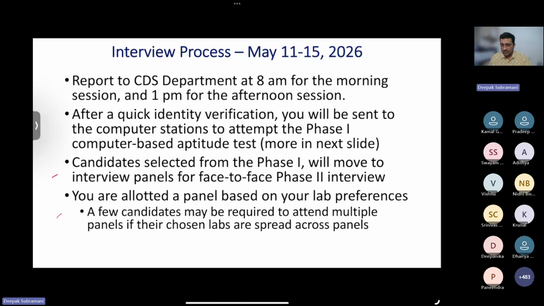You might have to attend interviews in different panels. This is not for all, but for some it might come up. So to be safe, plan your return only very late at night, after 9 p.m. or so, or the next day. Just to be safe.